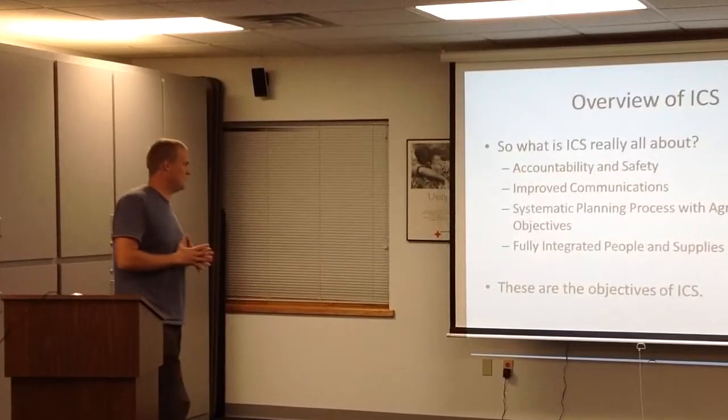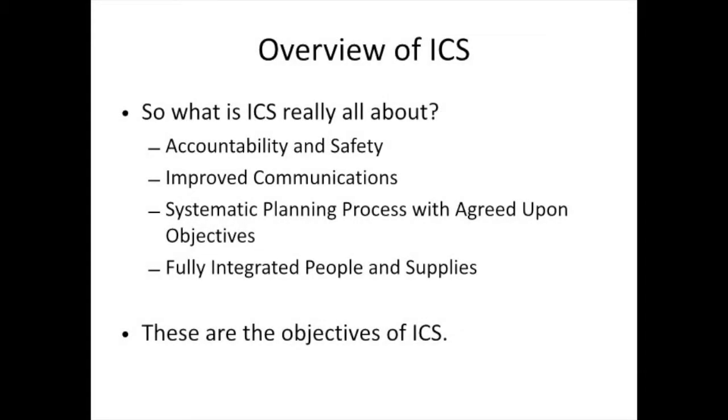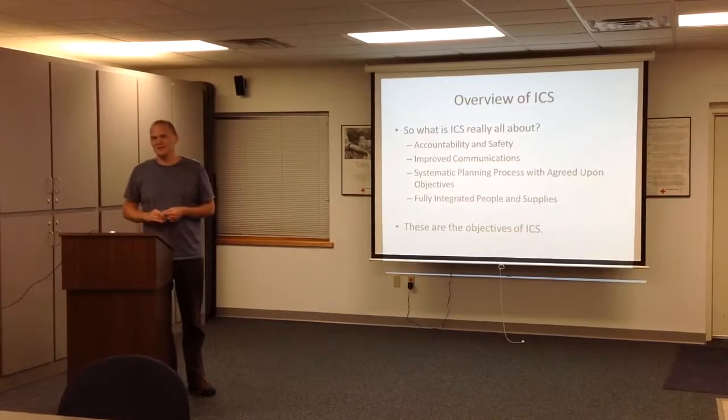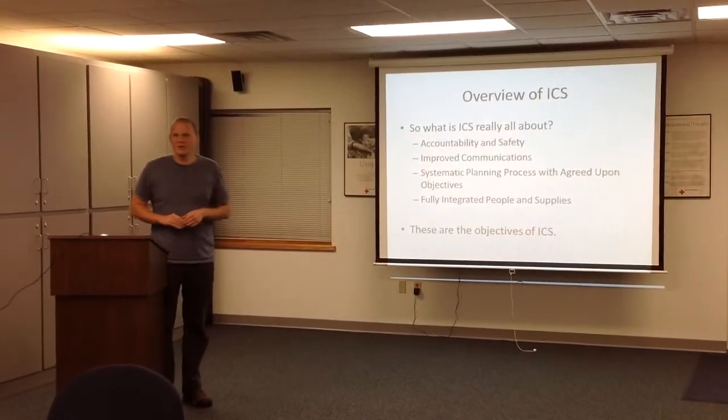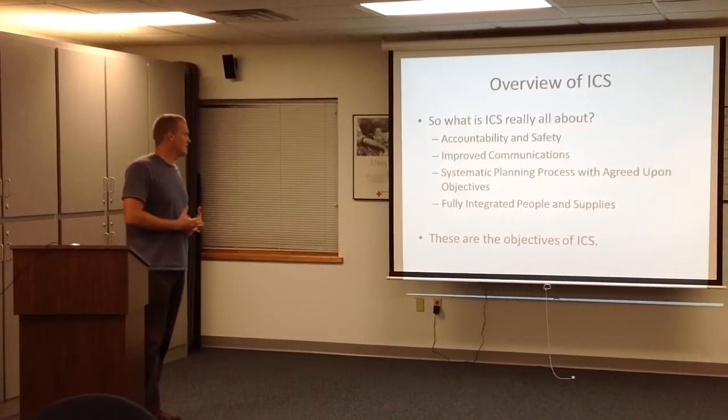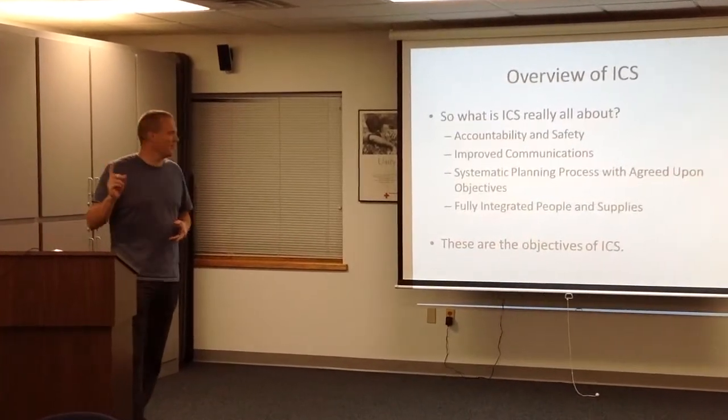So what's ICS really all about? First and foremost, it's about accountability and safety. And if the organizational chart is about anything, it's about that unity of command and making sure that everybody knows who they're responsible to, so that there can be accountability, so that mistakes don't get made that ultimately get people killed. I know that may not be as big of a concern for ARES races, but in the fire service, that's certainly a big concern. If you don't know your chain of command, that's how people die. So if the organizational chart is for one very important thing, it's that.